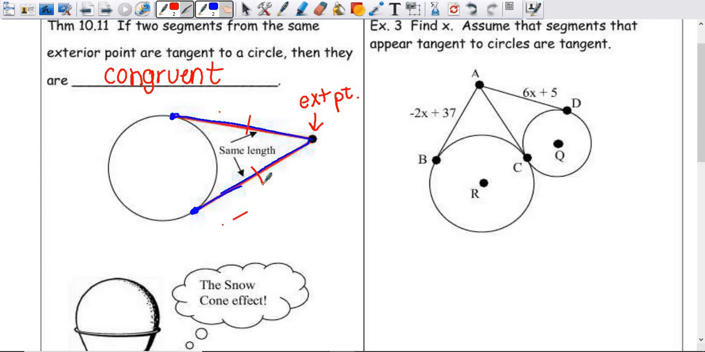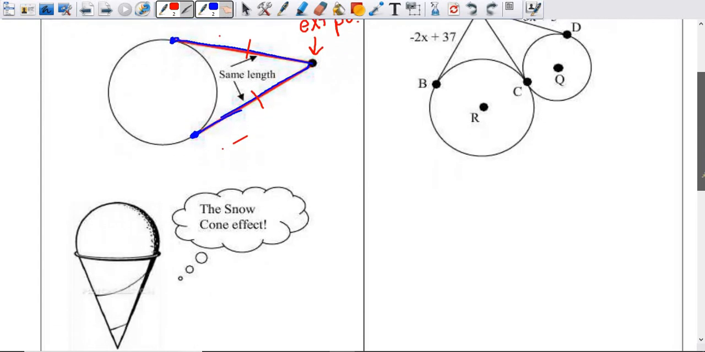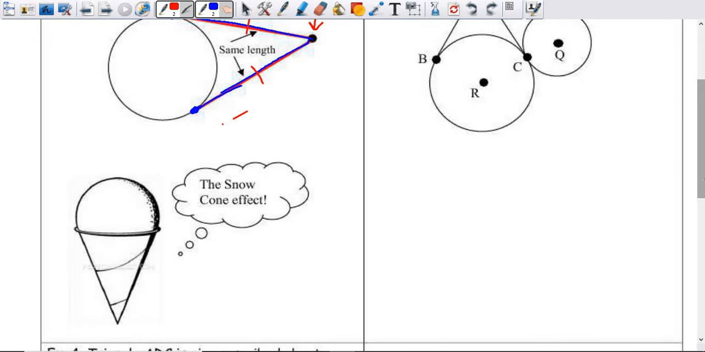This is why we call it a snow cone, because if you were to flip that over, it kind of looks like a snow cone. We got this picture right here. So here are the tangent lines we'd be talking about, and those would be the same length.